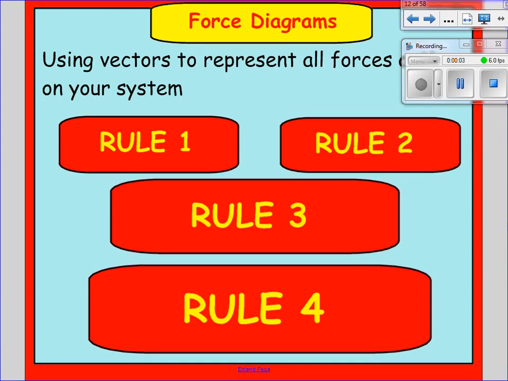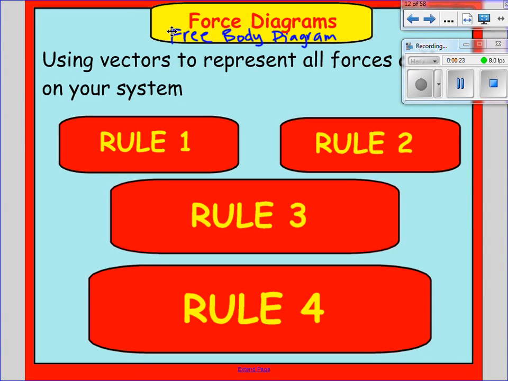In this video lesson, we're going to focus on force diagrams. We're going to focus on how you draw them, what they are, and how to make use of them. First of all, I want to say that a force diagram can also be referred to as what's called a free body diagram. I will refer to them as force diagrams, but just so you're aware that they are also called free body diagrams.